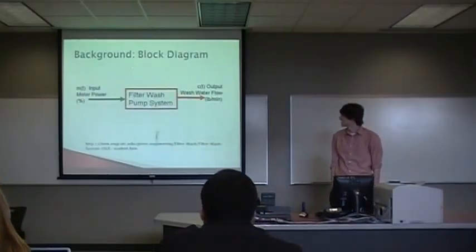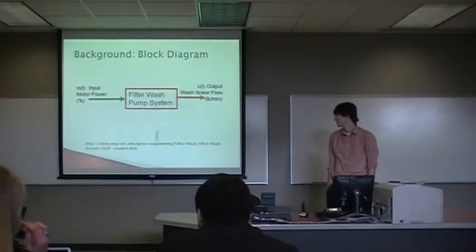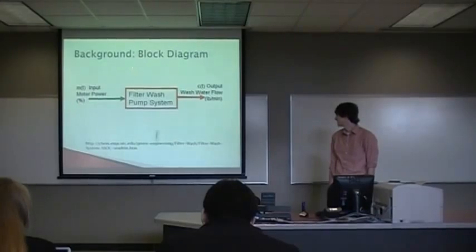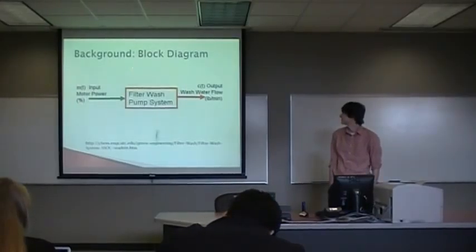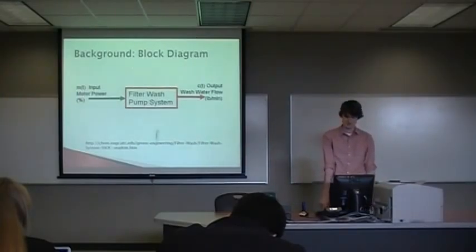This is the block diagram for our system. The input, or manipulated variable, was measured in motor power percentage, which is put into the filter wash pump system, which then the output comes out of that, or the control variable, which in our case was wash water flow, which was in pounds per minute.